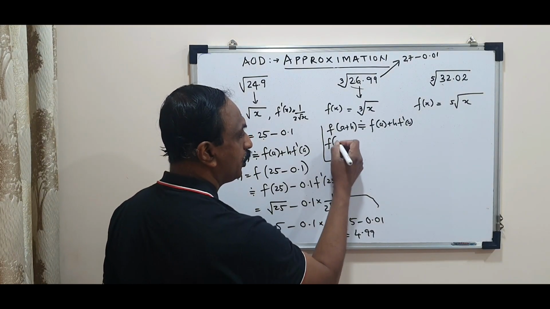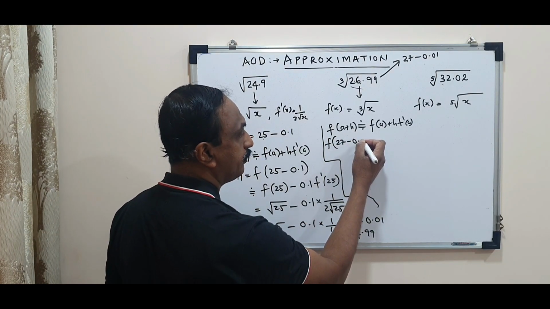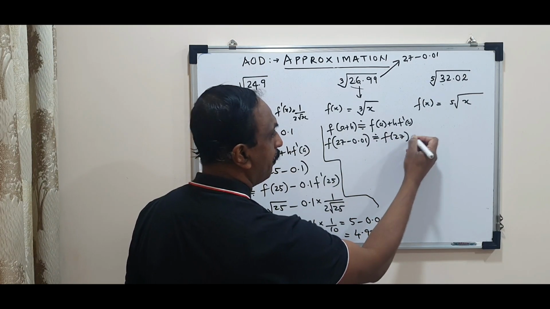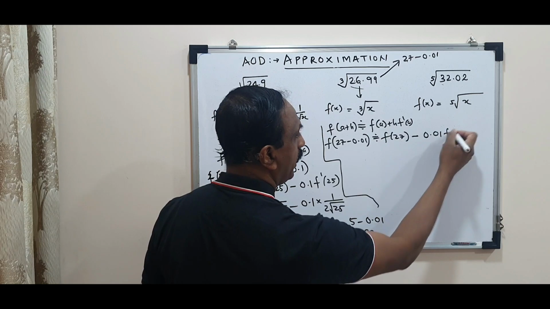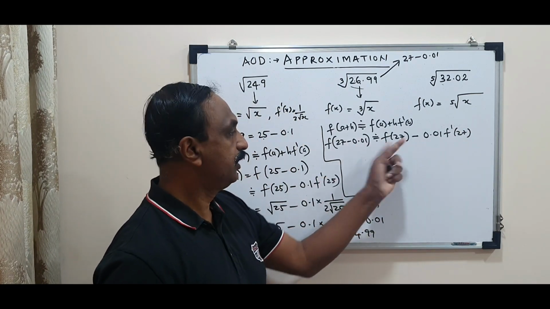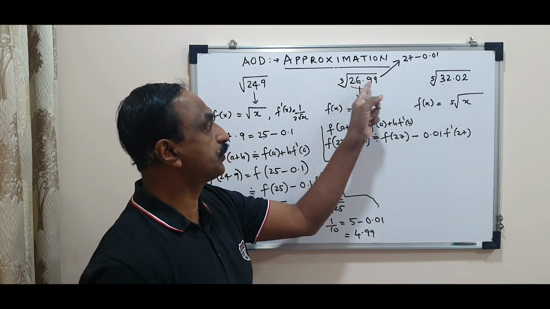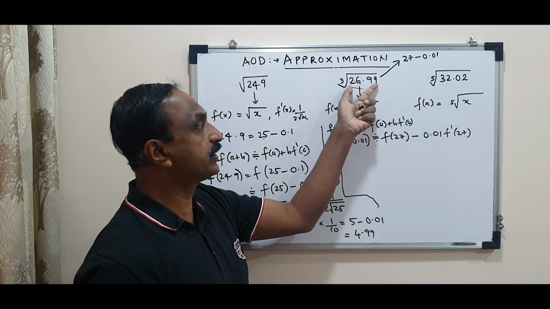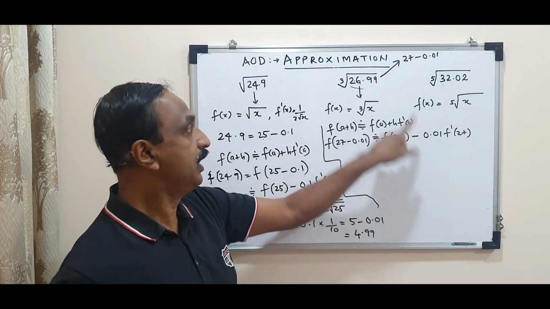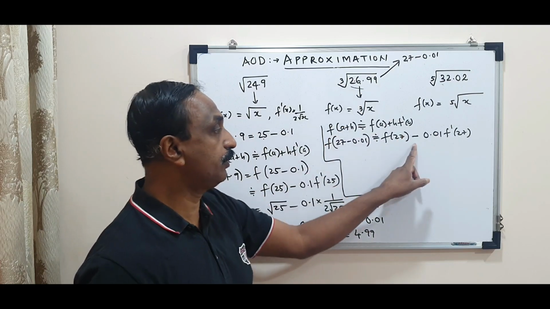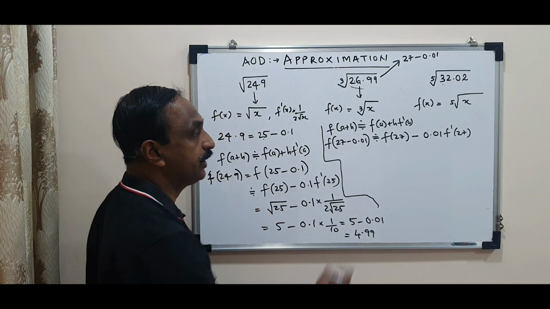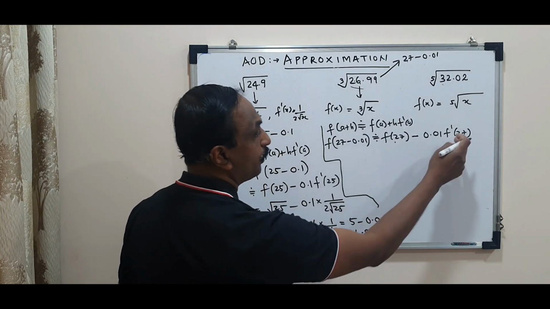So f of 27 minus 0.01 will be f of 27 minus 0.01 into f dash of 27. So when h is reducing, naturally from the original function, this is 26.999. This cube root of 26.9 is less than the cube root of 27. That's why the minus will come here. If it was 27.01, it will be more than cube root of 27, then this h would be plus. So now you can calculate and put the values of this.